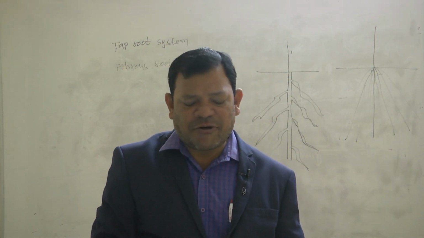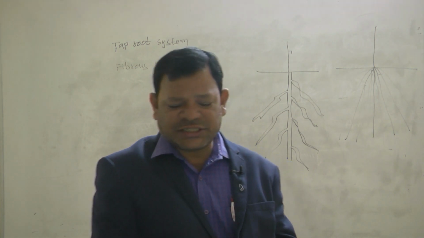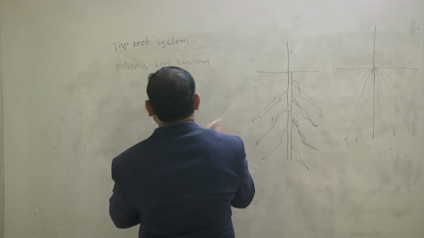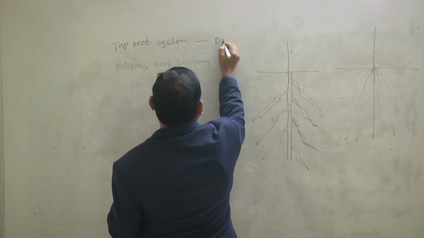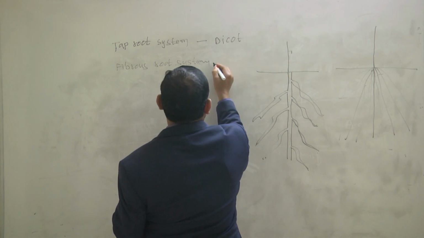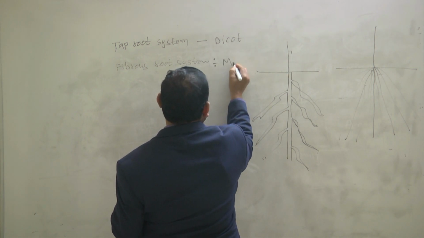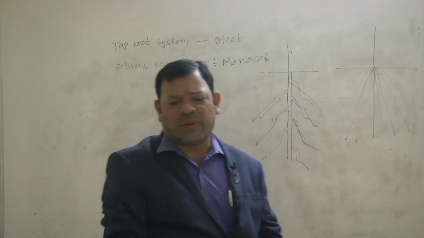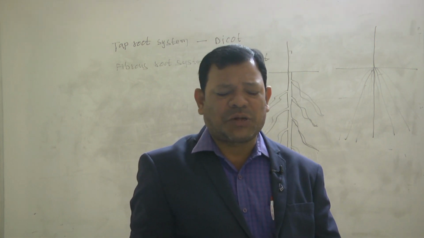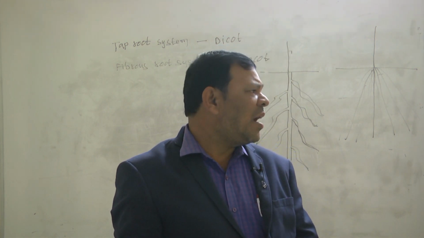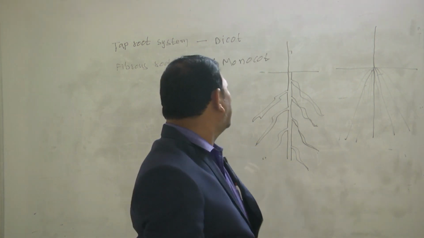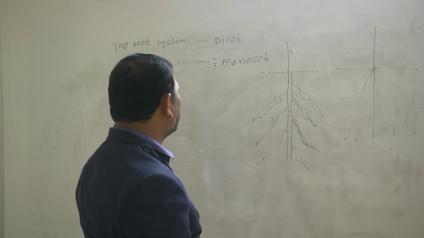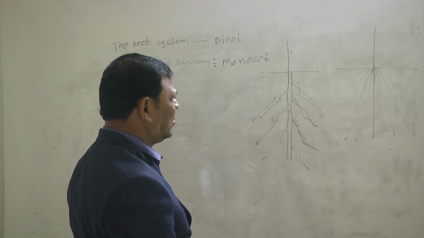So my ultimate point is, the taproot system we can see in the dicot plants. The taproot system is present in the dicot plants. The fibrous root system is present in the monocot plants. So this is the main important point. The taproot system is present especially in the dicotyledon. The fibrous root system is present in the monocotyledon.